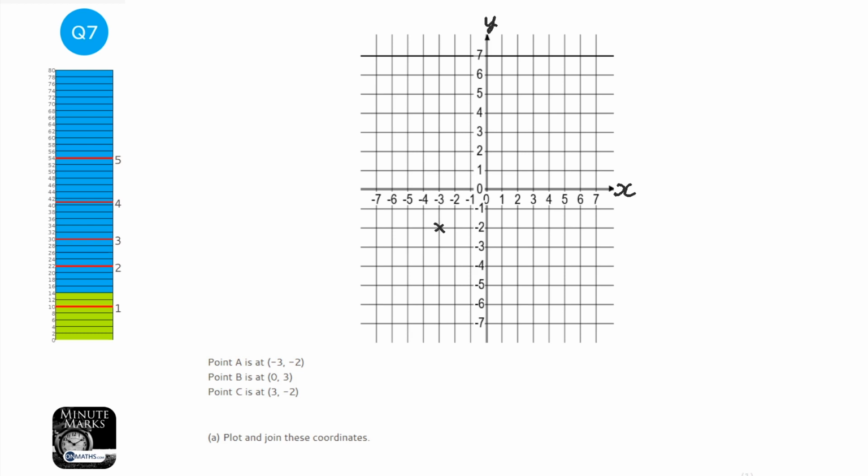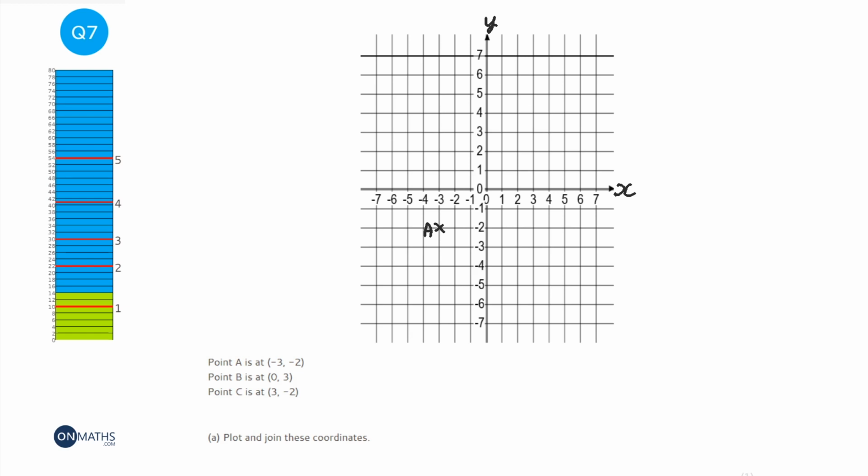A really common mistake is to muddle them up. So as long as you remember you're going across and then up or down, obviously if it's negative you go down, then you should be fine. Now it says point A, so I probably should label that as A. And point B is 0, 3. It means we're not going left or right at all.